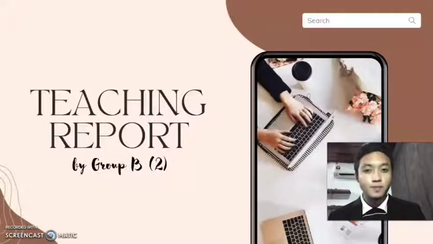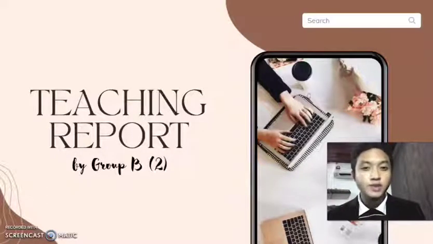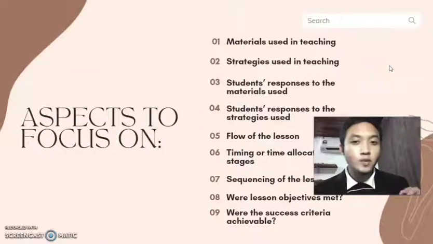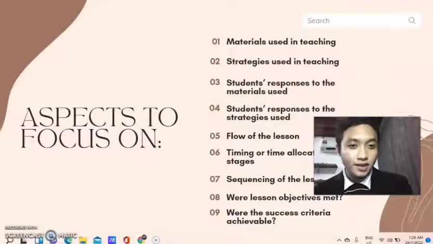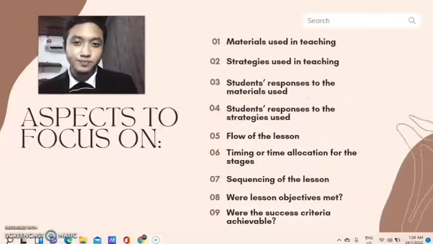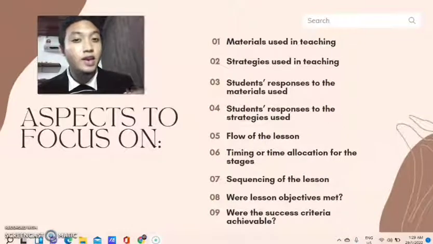I am going to present about our reflection on the lesson that we have conducted before, or to keep things simple, our teaching report. So, without taking too much of our time, I am going to go ahead and explain what we did and how we feel about our teaching lesson. First and foremost, we have 9 aspects to focus on, and I will explain each of these aspects one by one.